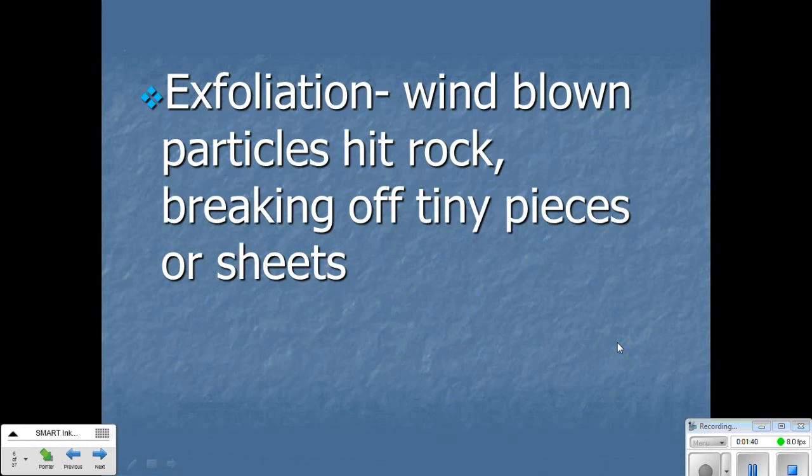Exfoliation, same thing. Like perhaps you use a pumice stone on rough skin patches. Exfoliation is the same thing here. Windblown particles hit rock, breaking off tiny pieces or little sheets of rock. So when that happens over and over again, you're breaking down the major rock.